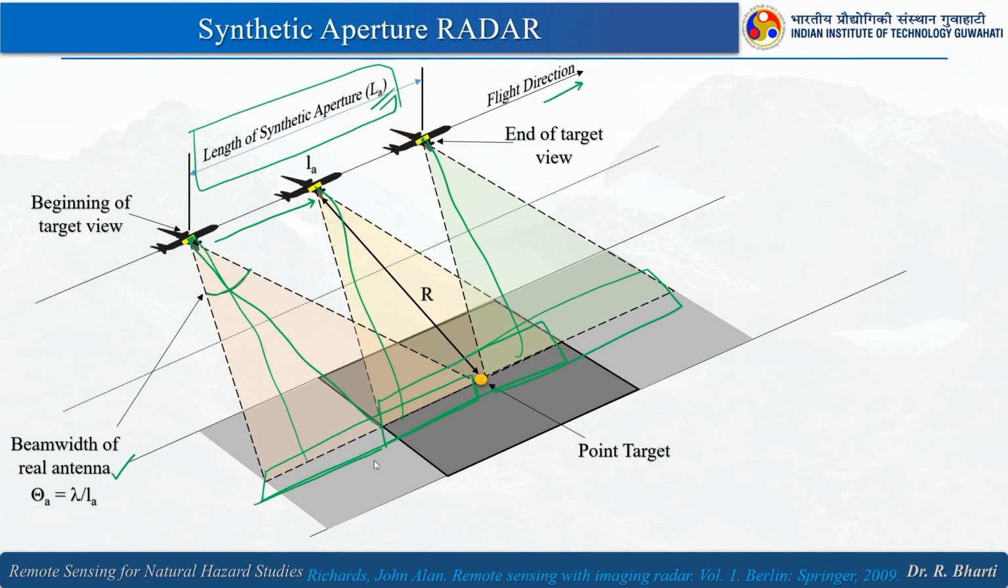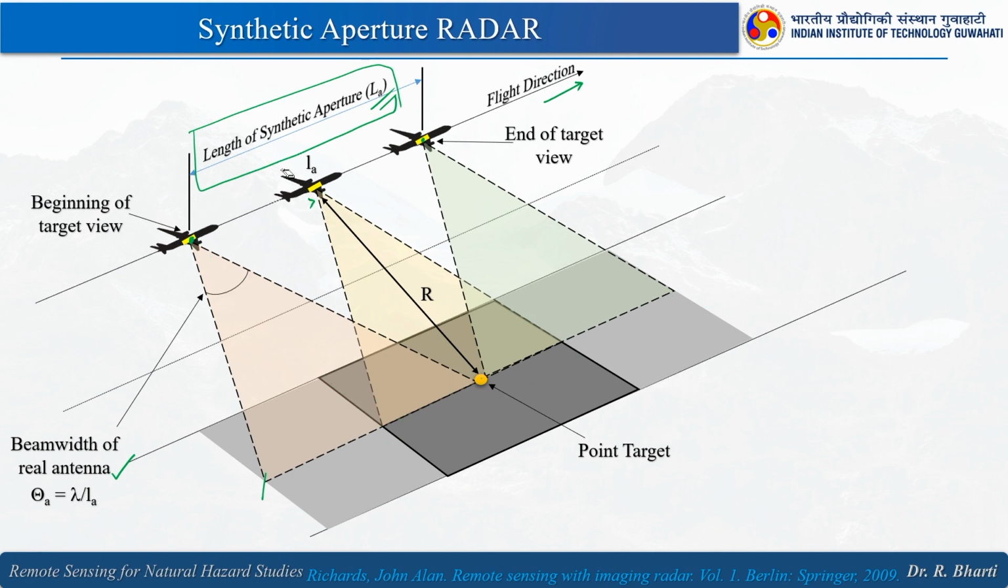Now, here you see for this particular target how many times we have measured. We had 3 measurements, 1, 2 and 3. From 3 different positions this particular object is getting captured. This is the point target. This is one example. Now, with this we will try to understand how the synthetic aperture radar works and how it gives you information about the target.